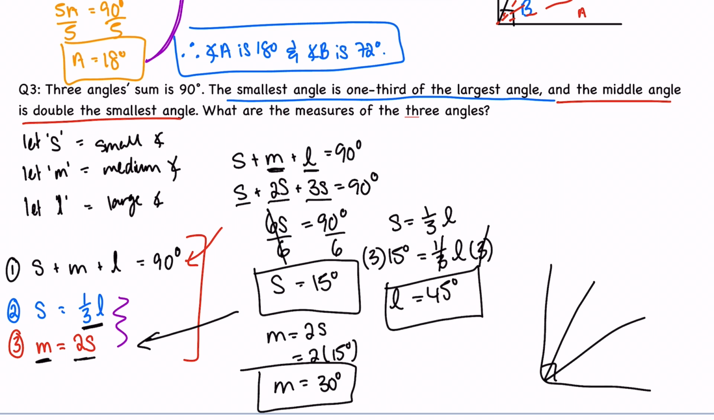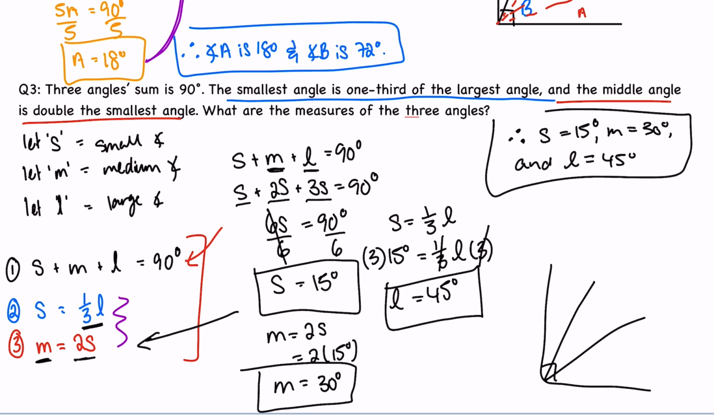And now we can write a therefore statement. Therefore, S is equal to 15 degrees, M is equal to 30 degrees, and L is equal to 45 degrees. And I can write them as S, M, and L because over here I wrote this little legend that says that S represents the small angle, M represents the medium angle, and L represents the large angle.